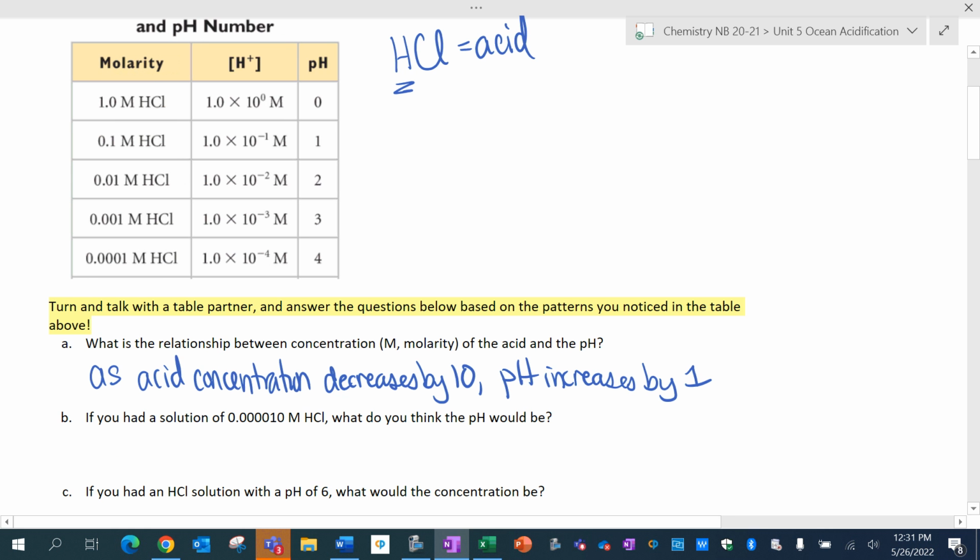So if I were to follow that pattern, if I had a solution of 0.00001 molar, what do you think the pH would be? Notice how this is 0.0001, so this one has an additional 0. I could also write this as 1 times 10 to the, 1, 2, 3, 4, 5, 1 times 10 to the negative fifth molarity HCl. That's how we write that in scientific notation. And following this pattern, I would predict that the pH would be 5. So each time the concentration changes by 10, the pH changes by 1 unit.